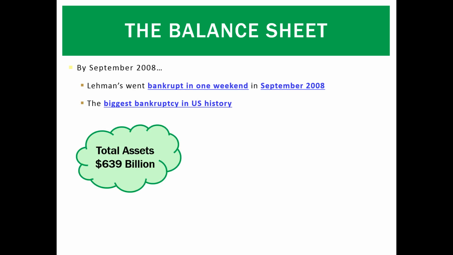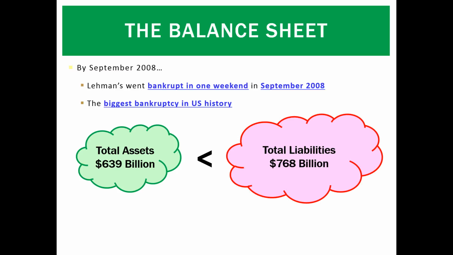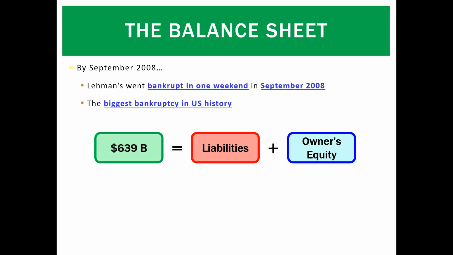They had total assets of 639. Okay, so the value of those assets went down. Well, what happens with your debts is not only do they stay the same, they get bigger because banks charge interest. So they actually ended up with liabilities of $768 billion. That is broke. That is a negative owner's equity. Assets of 639, liabilities of 768. That's negative owner's equity of $139 billion.